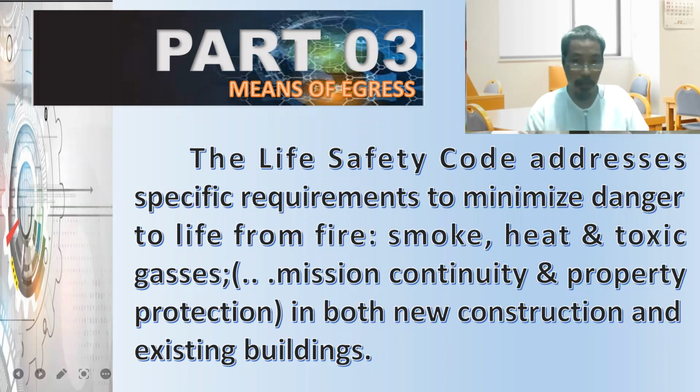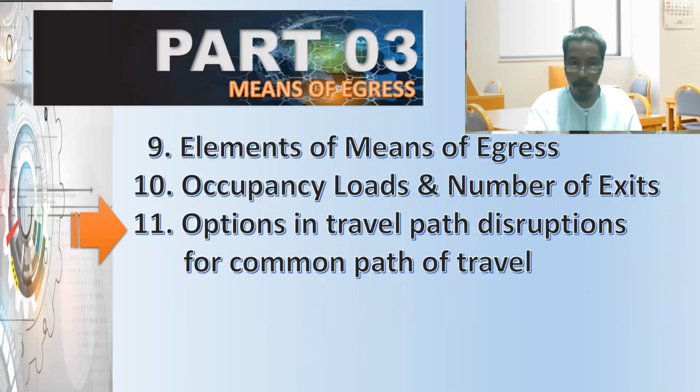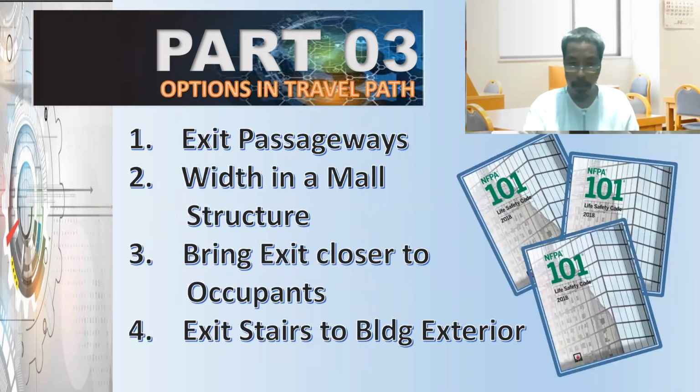starting with the code objective, specifically its goal is to minimize danger to life from fire, smoke, heat, and toxic gases. It provides mission continuity and property protection in new construction and in existing buildings. So still we are in module number 11, options and travel path disruptions for common path of travel. And we are now on the third subtopic, bring exit closer to occupants.